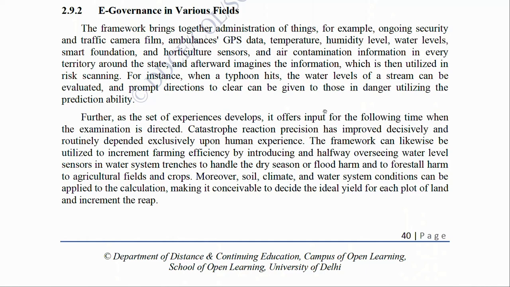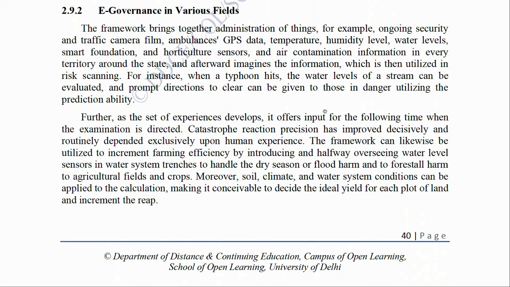2.9.2 E-Governance in various fields. The framework brings together administration of things, for example, real-time security and traffic camera footage, ambulances, GPS data, temperature, humidity level, water levels, smart infrastructure and agriculture sensors, and air pollution information in every territory around the state. And afterward it visualizes the information, which is then utilized in risk scanning. For instance, when a typhoon hits, the water levels of a stream can be evaluated and prompt directions to evacuate can be given to those in danger utilizing the prediction ability.